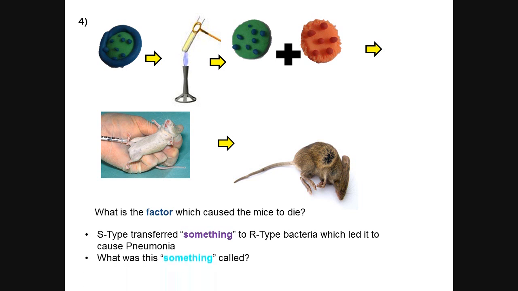What was this something called? This something was later on named as DNA, which actually caused the R-type bacteria to turn pathogenic. So see how a simple transfer of a gene can change the characteristics of the entire working process.